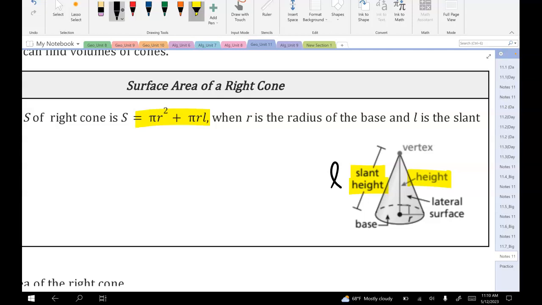The pi r squared part is the surface area of your base, because it's a circle. Pi r squared, we know that's the area of a circle. And pi times the radius times our slant height is the area of the lateral surface. So if we add those two together, we get the surface area of the whole thing. Just like we've been doing the last few days, there's not a lot of glitz and glam to this. It's find your numbers, plug them in, do the calculations.